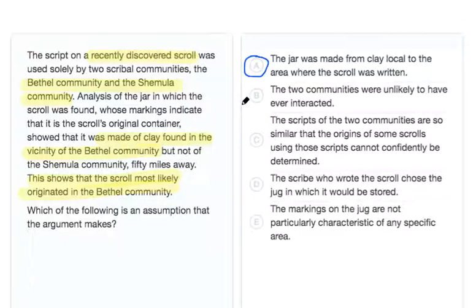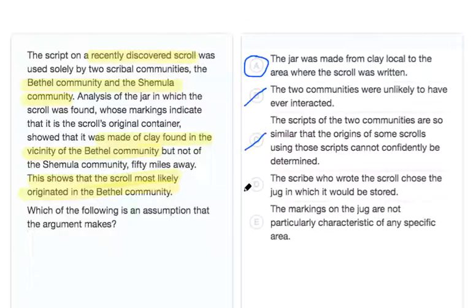Choice B may be tempting because it suggests that the two communities never shared clay. That doesn't mean the community didn't get different clay from other sources. This answer isn't as related to the passage as choice A, so we can mark it off. Choice C isn't relevant. We're not concerned about the similarities in the community's scripts, but rather how the jar can help figure out where the script came from. So choice C is also incorrect.